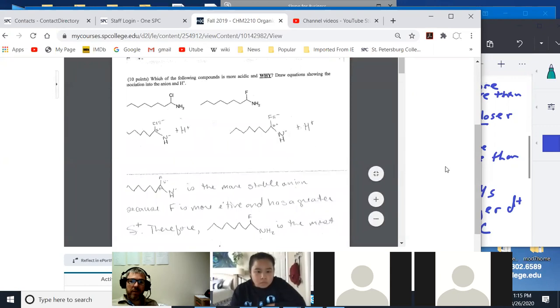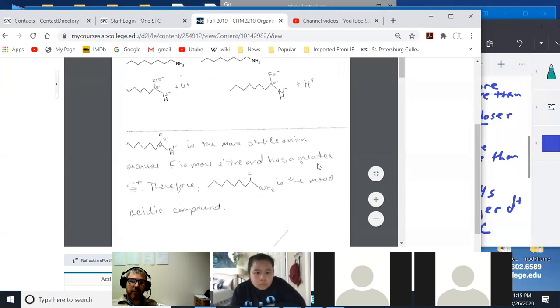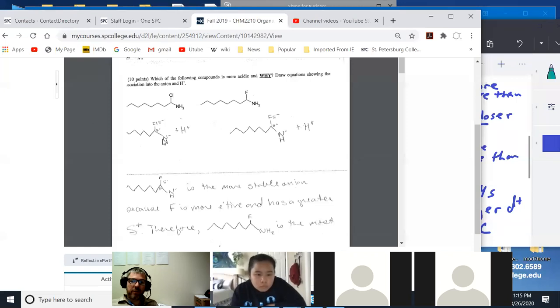So for this one here, again, it's scenario 3, just like it was before. Same deal. And you'll notice again, the students put the delta pluses on. Said that this one is more stable, the one with the F on it is more stable than the one with the CL. So that makes that anion more stable, which makes the compound it came from, the one with the F here, more acidic. Okay, so there you go.